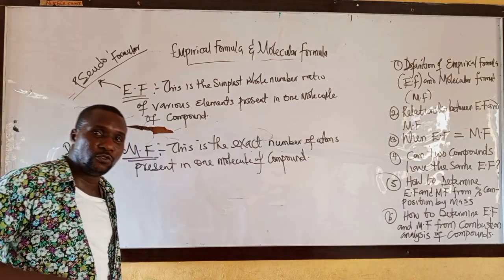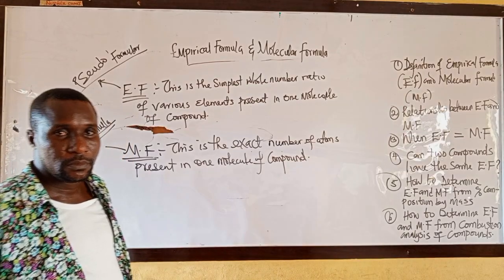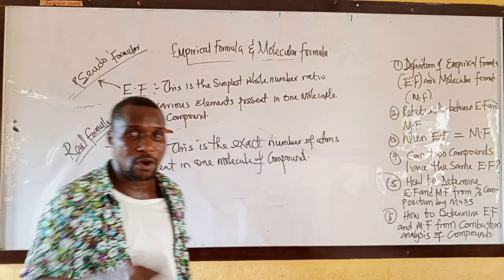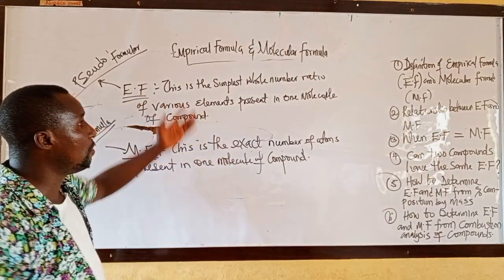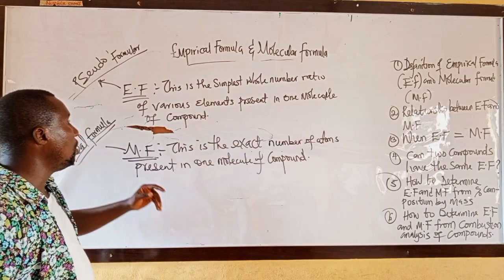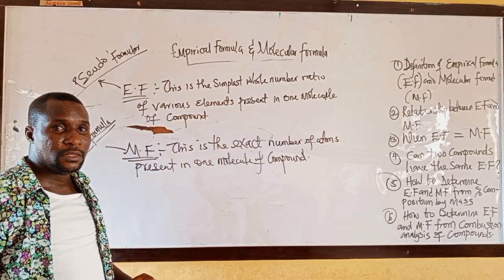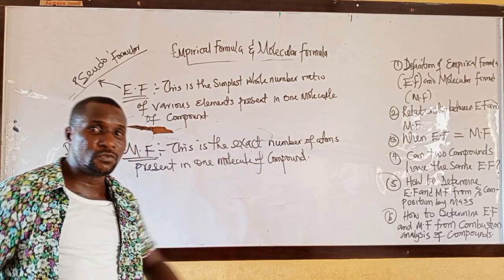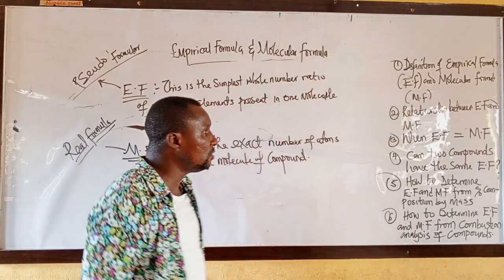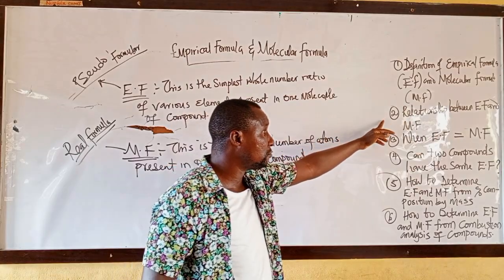The exact number of atoms present in one molecule of a compound. It's not like empirical formula, which is a pseudo formula. That one is the simplest whole number ratio of various elements that can be found in one molecule of a compound.